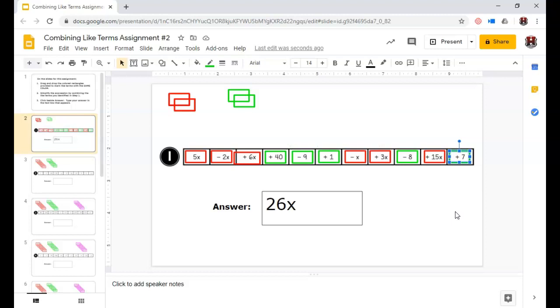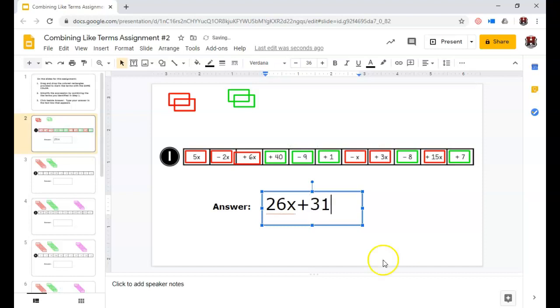So you're going to do positive 40 minus 9 plus 1 minus 8 plus 7. And that should give you 31. So you'll click down here where you left off at your 26x, and since it's positive 31, you'll put plus 31. And there's your answer.